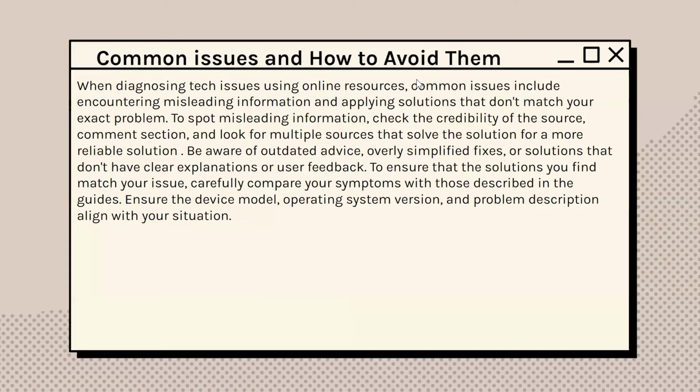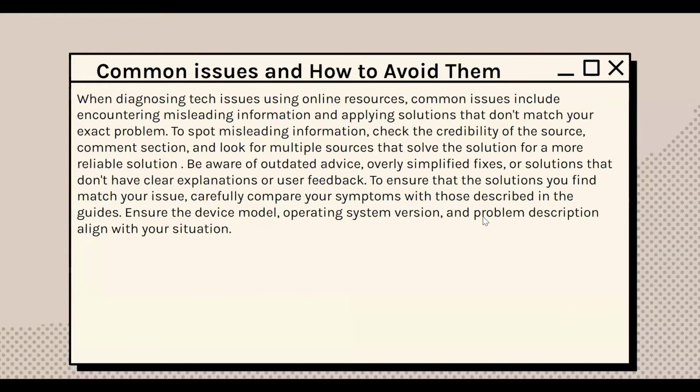And then some common issues and how to avoid them. A lot of the common issues when you're using online resources to find an answer is that they can be misleading information. They can be applying solutions that don't match your exact problem. So that's why you always want to check the credibility of the source, the other comments, and like I mentioned, you want to look at multiple sources rather than just one.